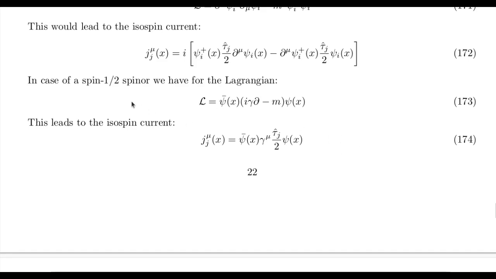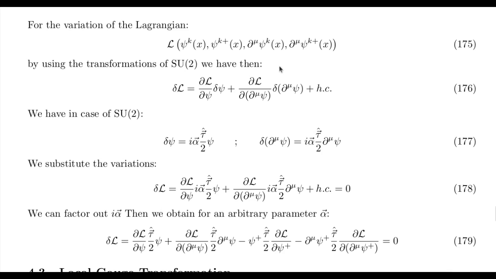If we have spin one-half spinors, then we have for the Lagrangian this one, 173. This leads then to the current here 174. Psi bar stays as a factor. Then we have to write down here the summation index nu, which is not written here in this version of the Lagrangian. Then we consider the variation of the Lagrangian.